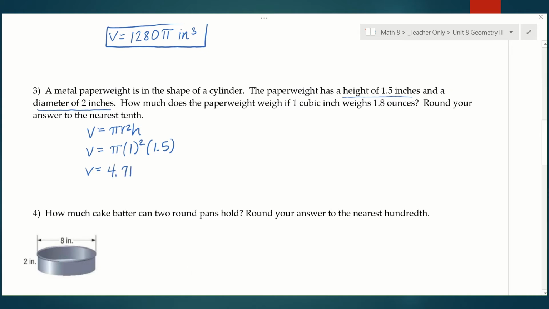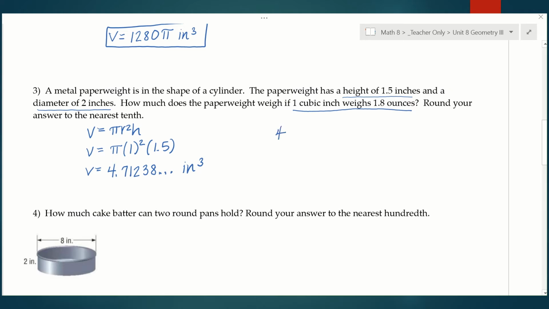And you should be getting a very long decimal, something that just keeps going. And this would be inches cubed. So we're not done because we know the volume in cubic inches, but they're asking us how many ounces this would be. So if we look here, here's our conversion. Every cubic inch is 1.8 ounces. So if I have about 4.7 cubic inches, I would multiply that number by 1.8, and that would tell me how many ounces I get.